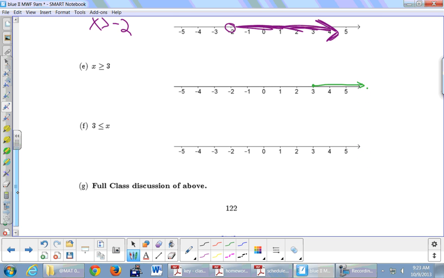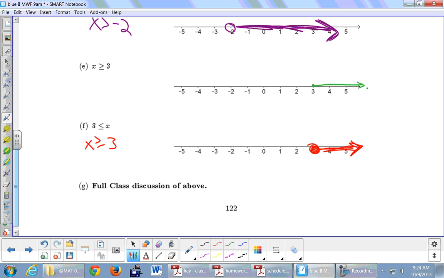And then down here at part F, 3 is less than or equal to X. So nobody had this one, but again, I would write this the other way. X there, 3 there. What goes in between? Is greater than or equal to. Okay, so we start at the number 3. Filled in or empty? Filled in. And which way are we going? To the right. Shaded forever.